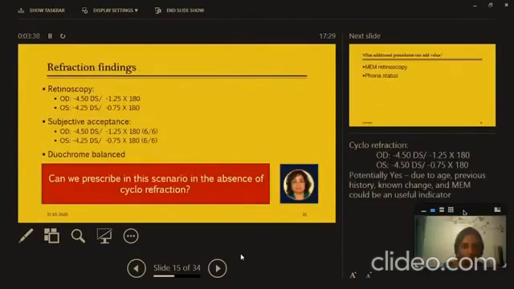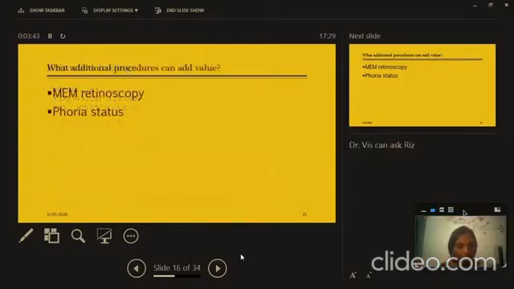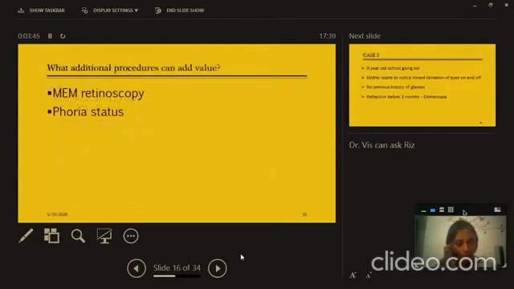Yes, sir. In the previous question, as ma'am said, I think we can go ahead and prescribe. But would any additional procedures add value in that case? Yeah, so I was coming to that. As ma'am keeps emphasizing this component of pseudomyopia.